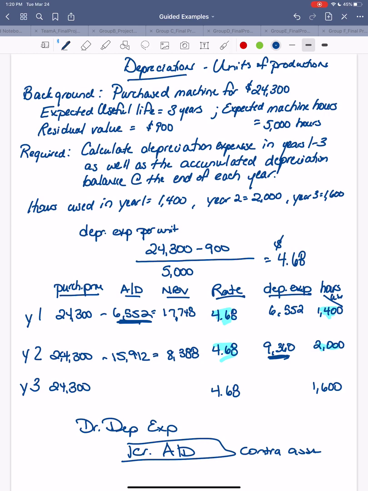And what's my depreciation expense for the last year? Well, by now you should be good at this. You should know it's $4.68 times 1,600 hours, which is going to give us a total of 7,488. I'm going to add that into that accumulated depreciation account because my journal entry will increase it. And now I have 23,400 in accumulated depreciation, leaving me with that net book value, which again, this should look super familiar by now, equals the residual value. And I have finished that problem.